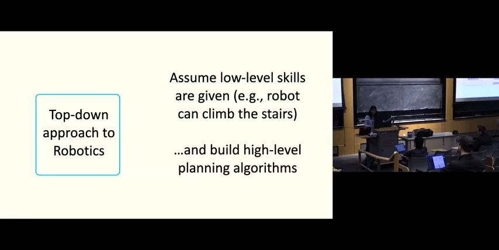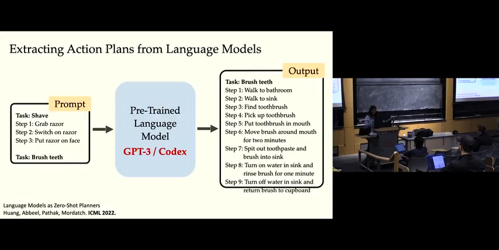Okay. And let me give you an example. You take your GPT-3, all right? And then you prompt it. And now the interesting thing is, how do you prompt the model in our case? Like for translation, we saw how you prompt. So here you prompt in the following way. You say, the task is to shave. And step 1 is grab the razor.